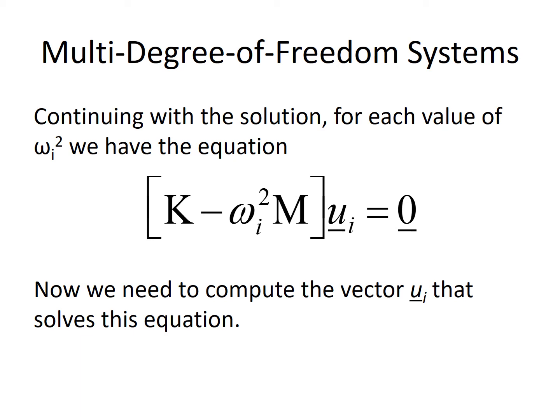Assume that the values of omega squared have been obtained by solving for the roots of the polynomial shown on the previous chart. The undetermined vector of coefficients u is obtained by substituting this result back into the matrix expression K minus omega squared M times u equals 0. For each value of omega squared, denoted omega sub i squared, there will be a corresponding vector u sub i which solves the matrix expression.